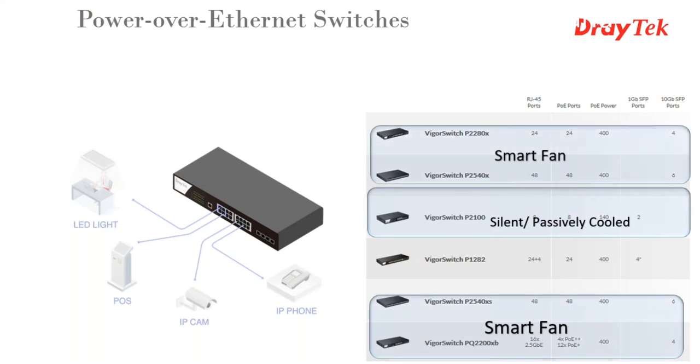The top 2 and the bottom 2 switches in the table have a smart fan, so the fan runs only as fast as needed, making them much more suitable for use outside of a rack. The Vigor switch P2100 runs without a fan, making it silent.